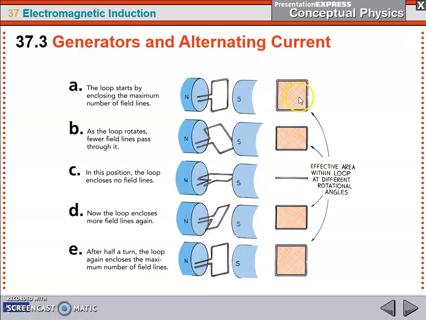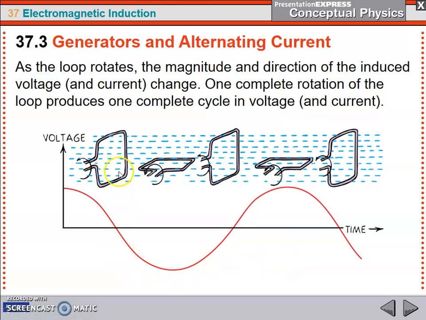So this is the effective area within the loop at different rotational angles. As that cross area changes, so does the voltage produced. When it's up here like this, that's producing 0 volts. And as this comes down, then it's doing its maximum voltage right there. Then here, it's back up again, and it's at 0.